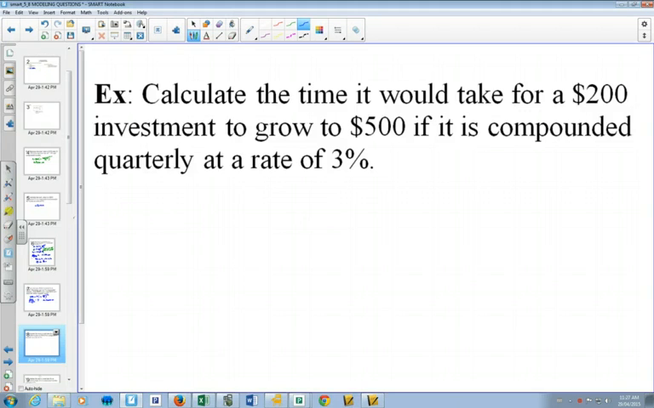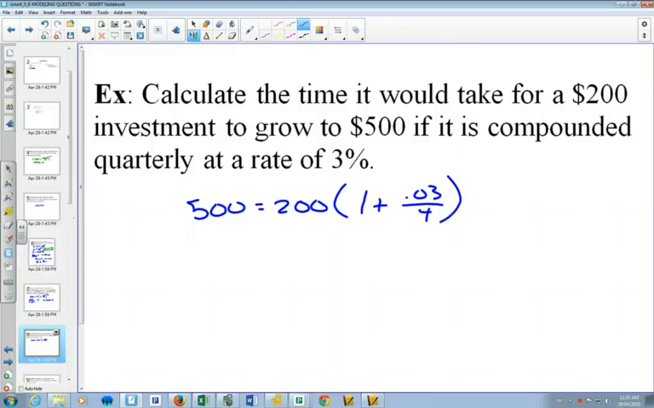So I'm going to get you to try and solve this one. Plugging everything in. We want it to grow to 500. We start with 200. The interest rate is 3% compounded quarterly, and we don't know how long it's going to take.